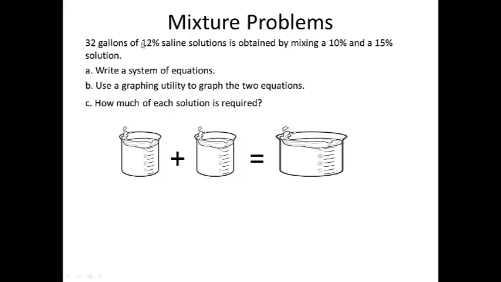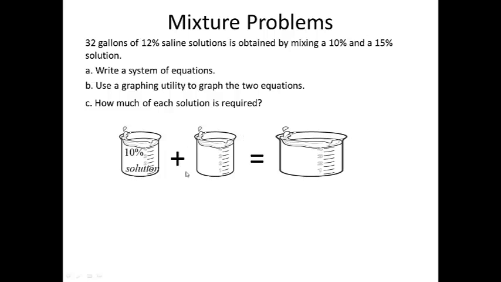20 gallons of a 12% solution is obtained by mixing a 10% and a 15% solution. So we're mixing two things, a 10% and a 15%, to get a 12%. This one's a little bit less concentrated, this is more concentrated, and we're going to get something in between, right? When we mix them, we get something in between 10 and 15, which in this case is 12. We want to know how much of these we need to mix to get 32 gallons.